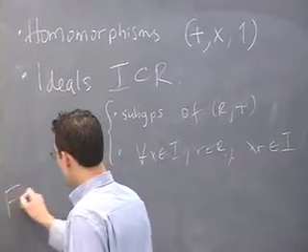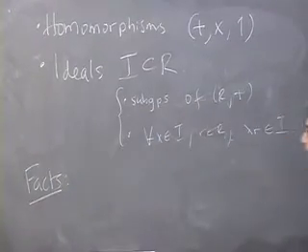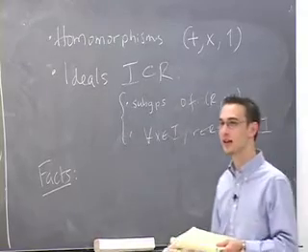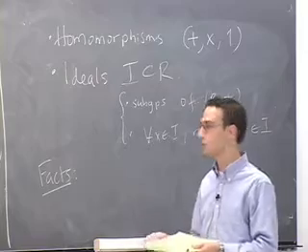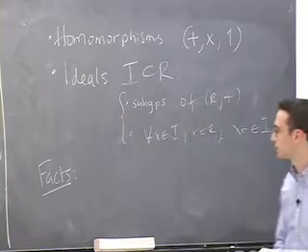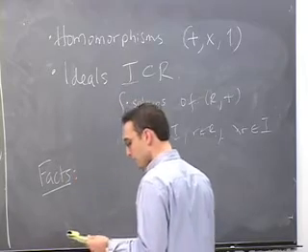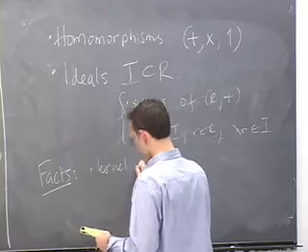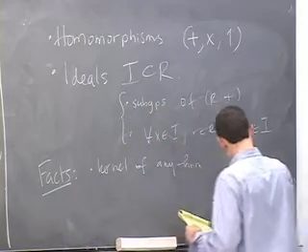And these things were analogs of normal subgroups. However, on an exam, it would not be sufficient, for instance, to say, for the definition of an ideal, it's the analog for rings of a normal subgroup. You want to actually explicitly give the definition. But here are some useful facts about them. The kernel of any homomorphism is an ideal.